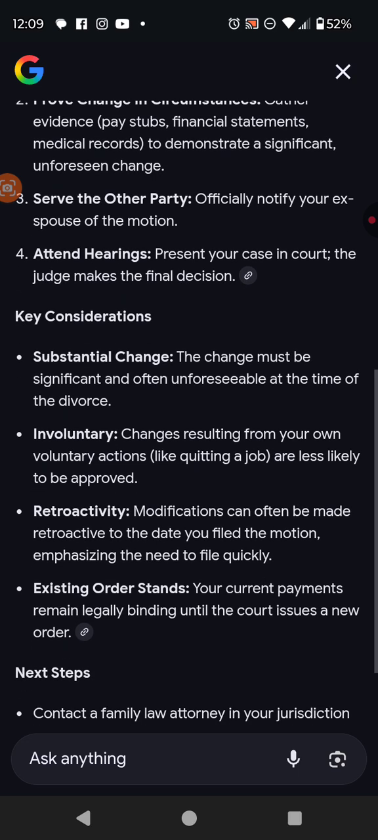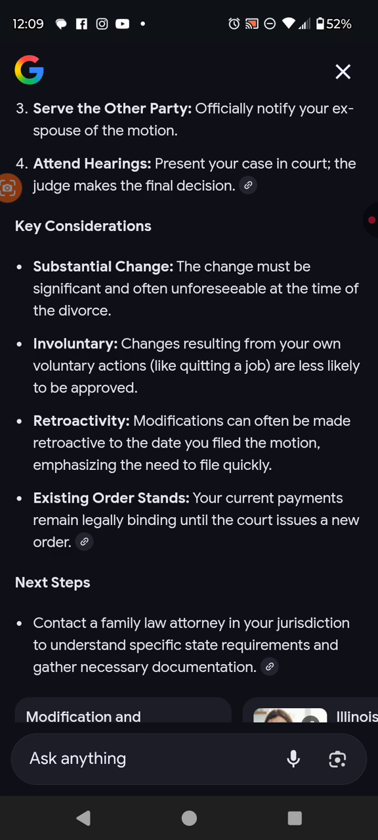Okay. Key consideration, substantial change. A change must be significant and often unforeseeable at the time of the divorce. Changes resulting from your own voluntary actions, like quitting a job, are less likely to be approved. Retroactivity. Modifications can often be made retroactive to the date you filed the motion, emphasizing the need to file quickly.